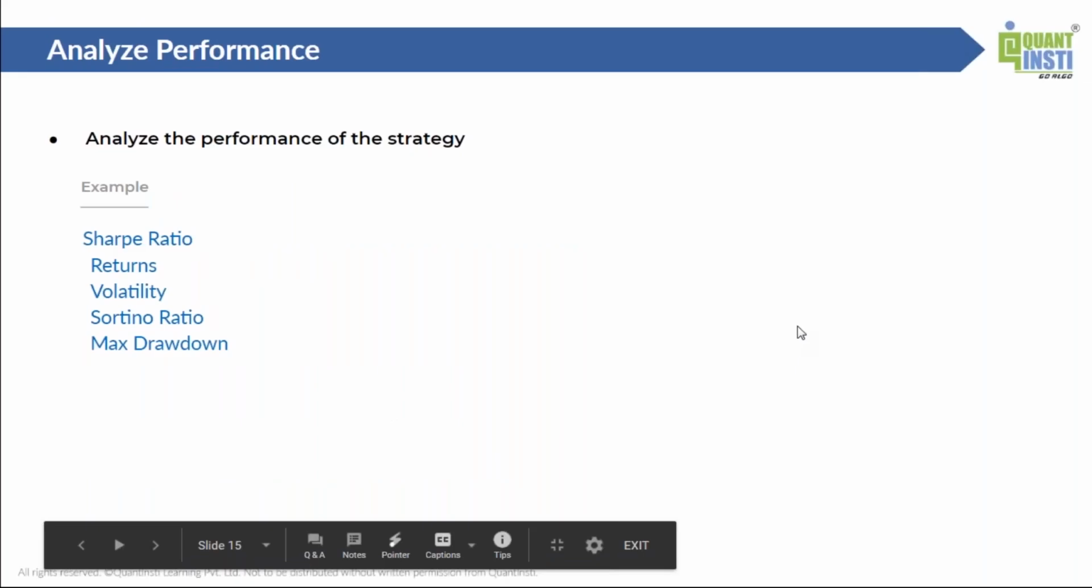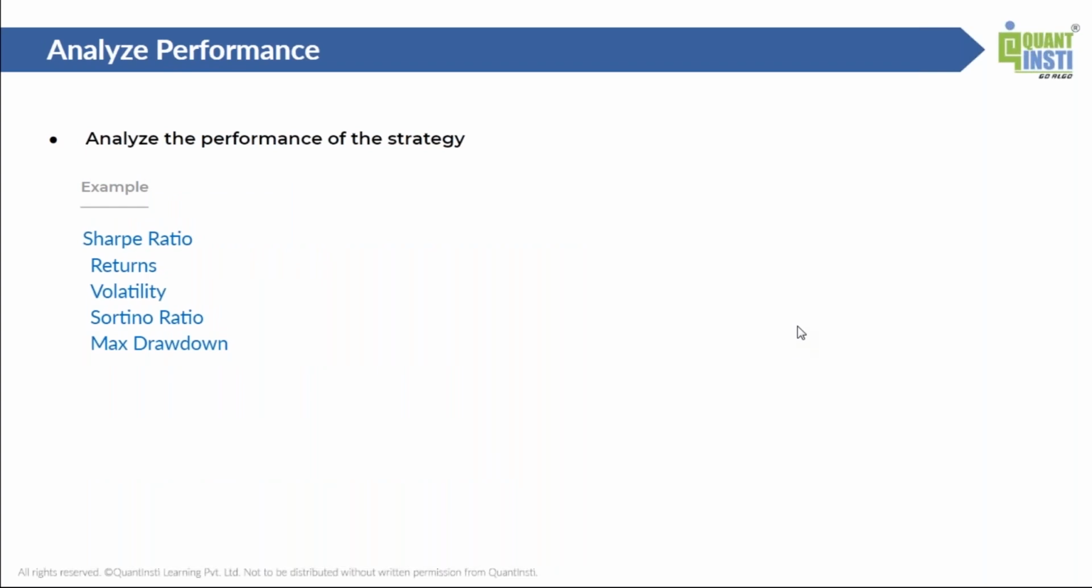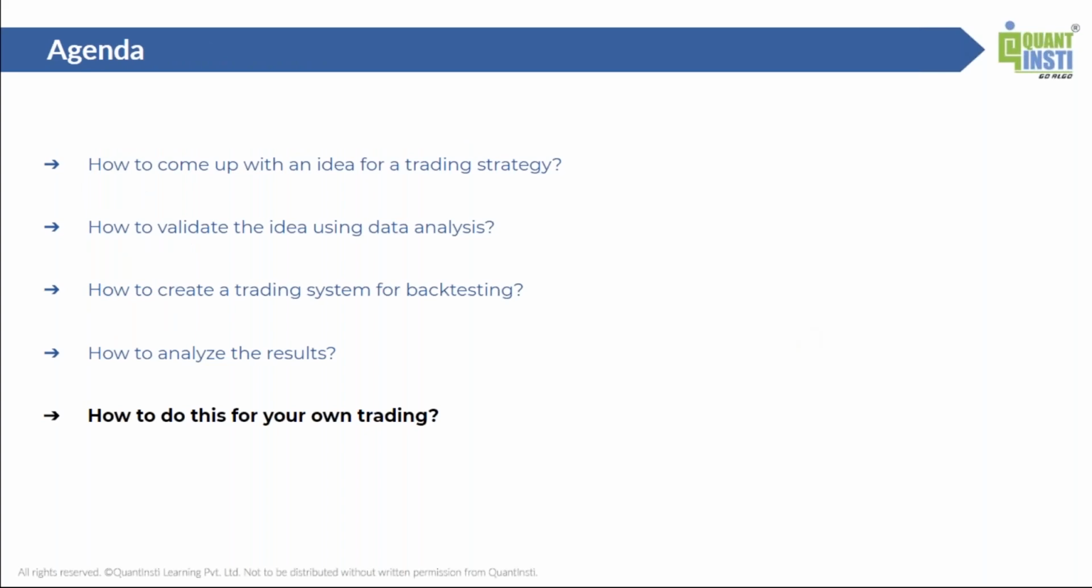So we already looked at how we analyze the performance: we analyze not only the returns but also have a holistic view of it. What is the max drawdown? What is the Sharpe ratio? And other metrics. Okay, so now this is the most important question which I'm getting from class participants: how do you apply this on your own trading?